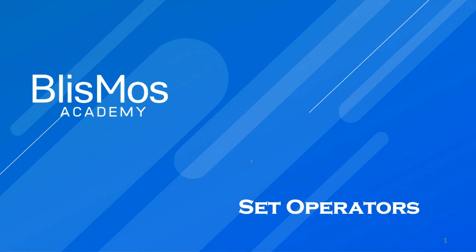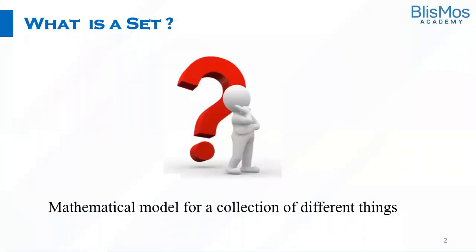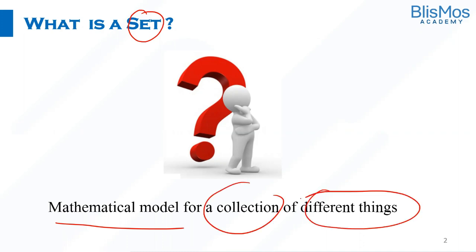As a part of this video, we'll understand what are set operators. By the way, what is a set? Have you heard this term somewhere? If you have been a disciplined student of mathematics, or rather anybody who has studied mathematics, definitely you would have heard a term set, right? What is a set then? Set is a mathematical model for a collection of different things. When I say different things, what am I saying here? It can be numbers, it can be elements, it can be subjects, it can be anything. It's a collection of different things.